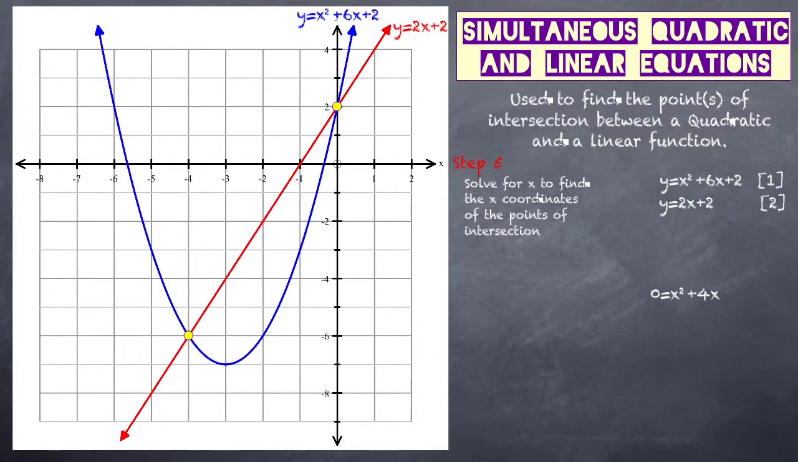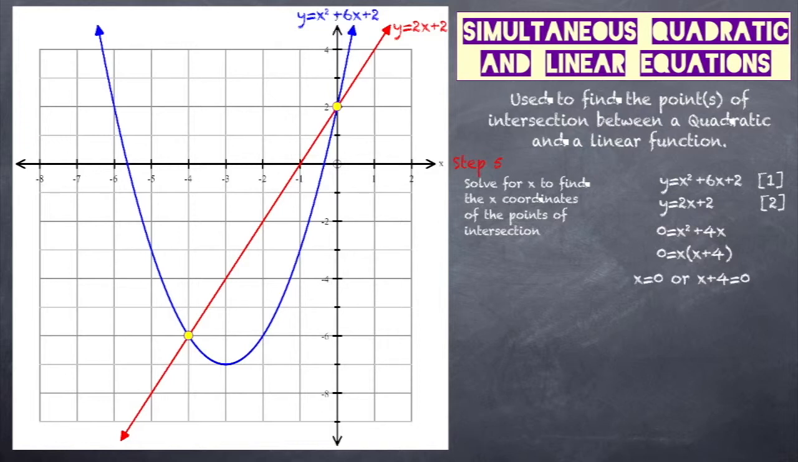And to do that, we need to follow step 5, which is to solve for x to find the x coordinates of the points of intersection. So let's go through and do that. Because there's two different types of x, for 0 equals x squared plus 4x, we need to actually factorise in order to be able to solve for x. So this gets us 0 is equal to x times (x plus 4) in brackets.